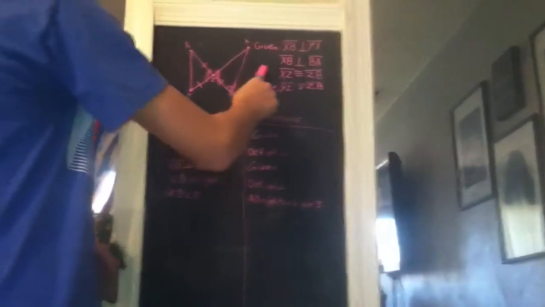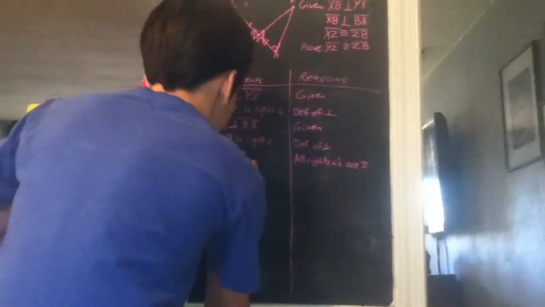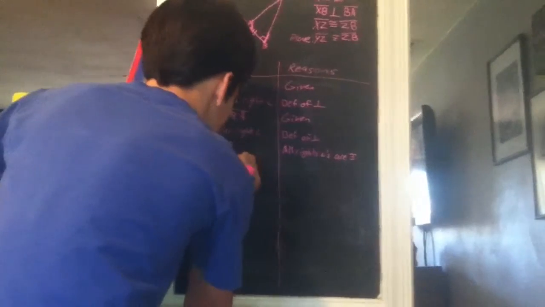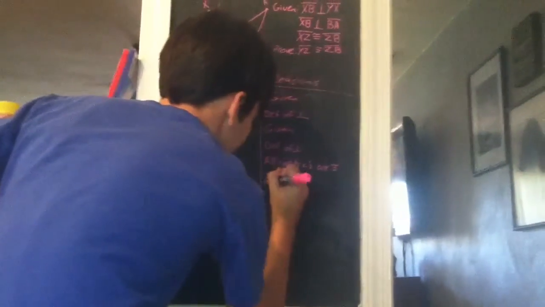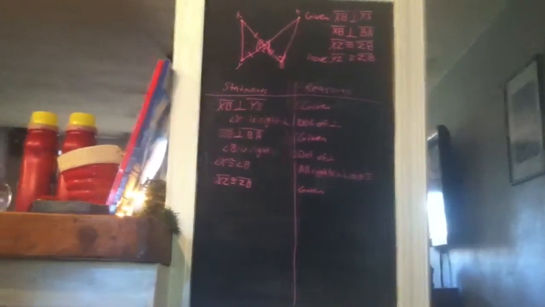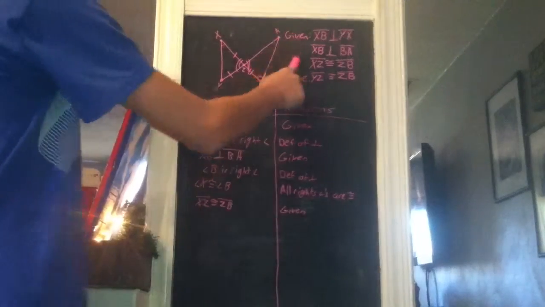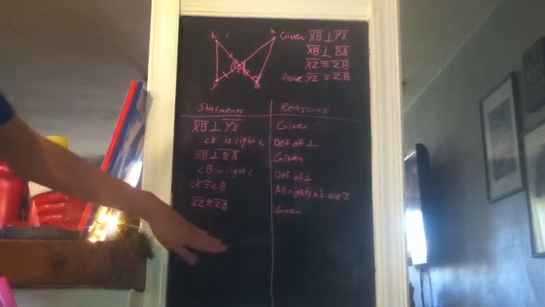We'll go back up to the given where it states line XZ is congruent to line ZB. Now let's write down here. XZ is congruent to ZB, which is a given. Okay, now we have used all of our givens and we need to solve for the last angle.